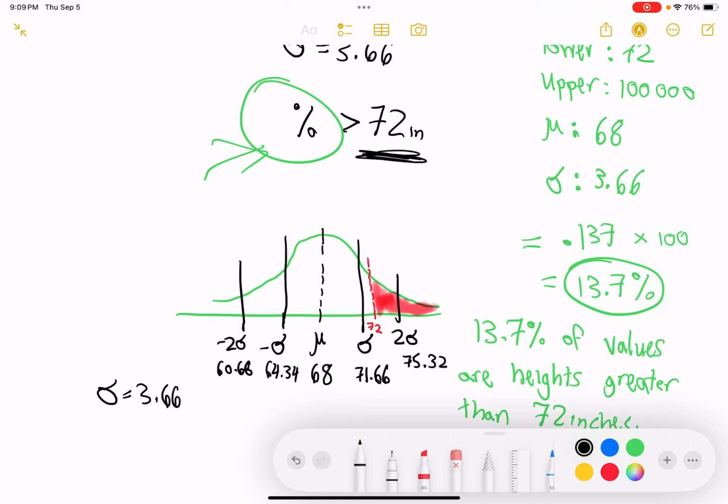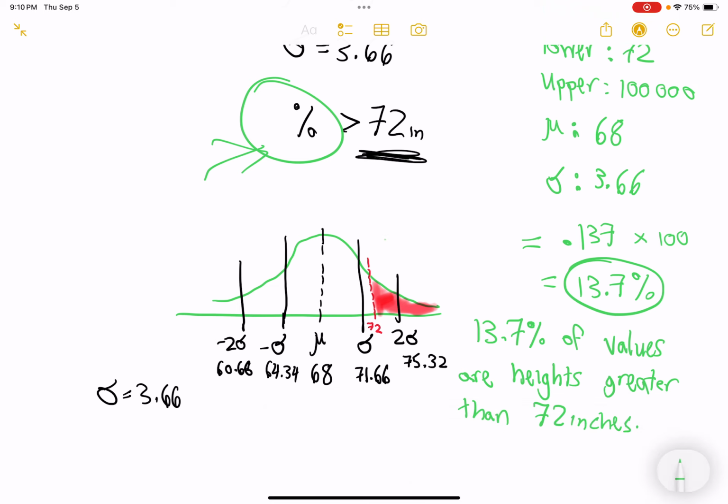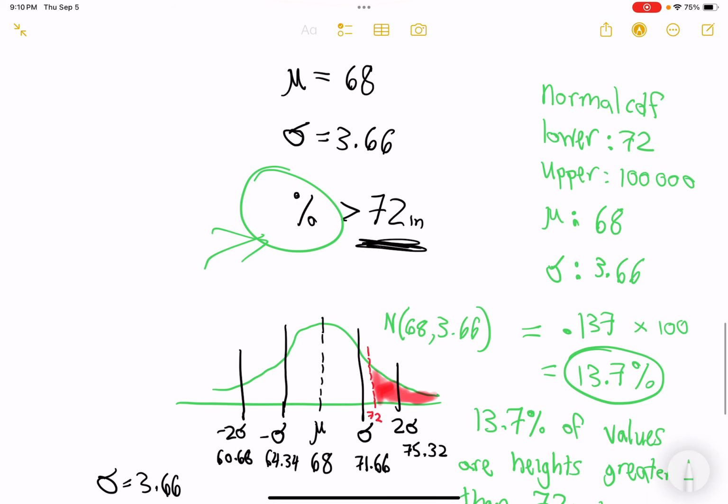And the last thing you will do is you'll put a little key here. I love to put these in. It makes it really easy for AP graders to read. You'll do capital N, meaning this is a normal curve, parentheses, and then the structure is mean, which in this case is 68, comma, standard deviation, which is 3.66. Now, a little overkill, but that is what an answer might look like.